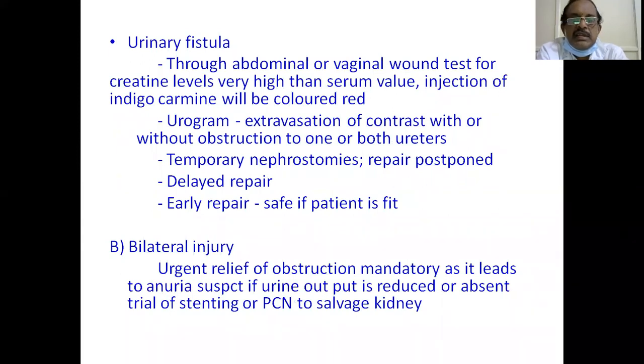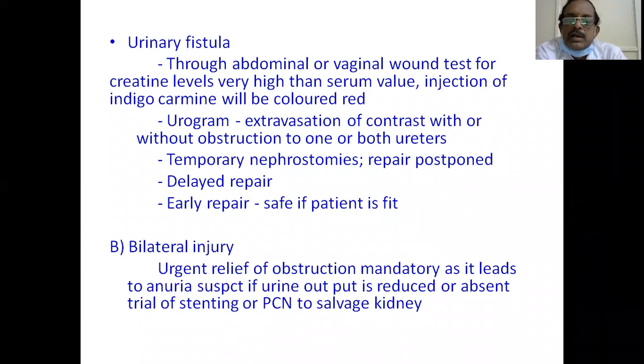Sometimes it presents as a urinary fistula through the abdominal or vaginal wound. How do you know it is urine or something else? Because usually you think that it is some other discharge. At the abdominal wound site also, sometimes urine comes. Then you have to test for urine. If you test for creatinine, the levels are very high compared to the serum value. And if you inject some indigo carmine, the discharge will be colored. Then you are sure that the discharge is urine and not anything else.